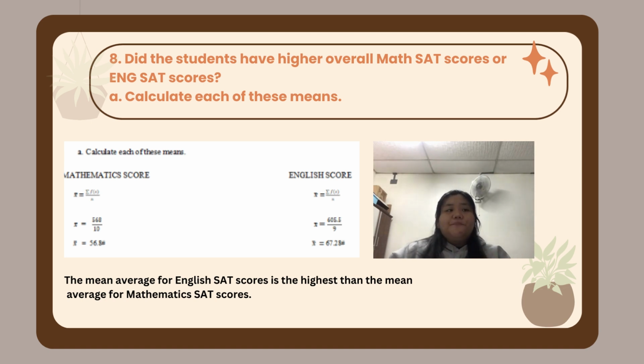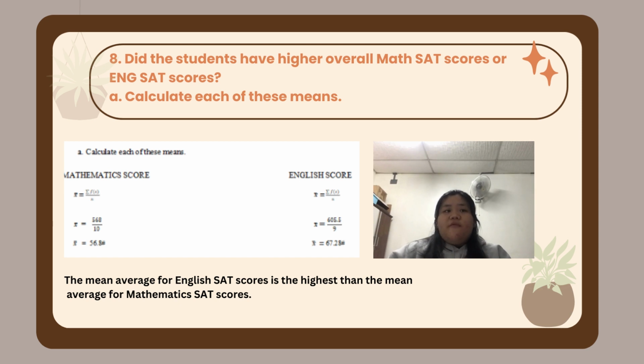So in mathematics score, n is 10. So 568 is the highest number. So 568 divided by 10, and the answer for x bar in mathematics score is 56.8. Meanwhile, for the English score, the n is 9.